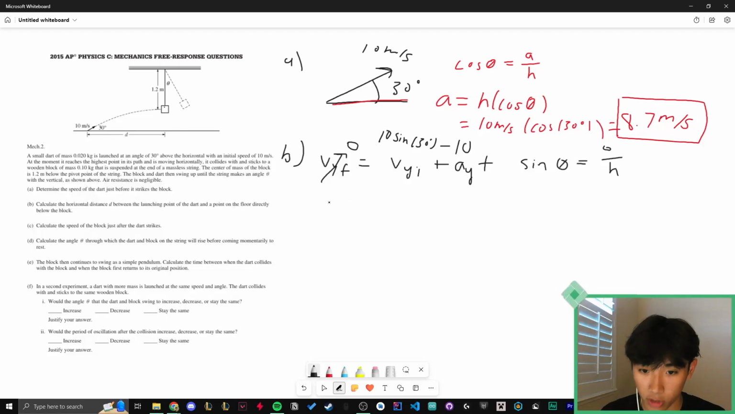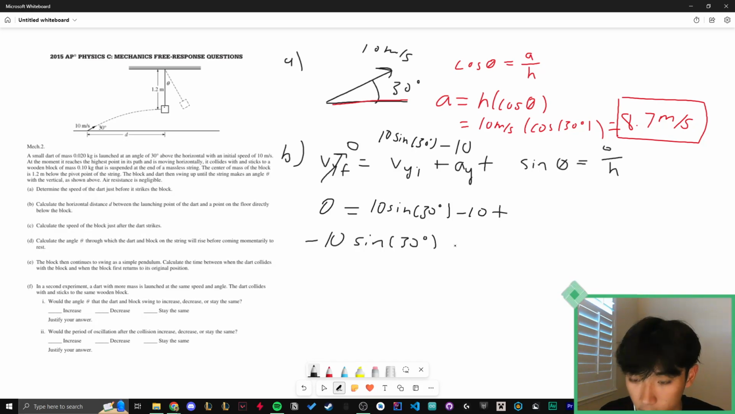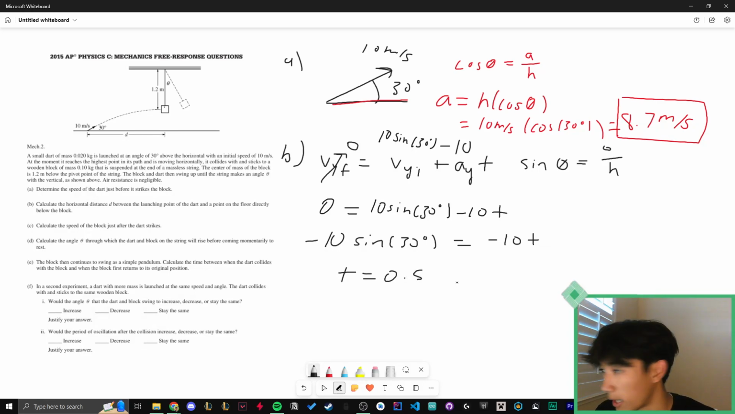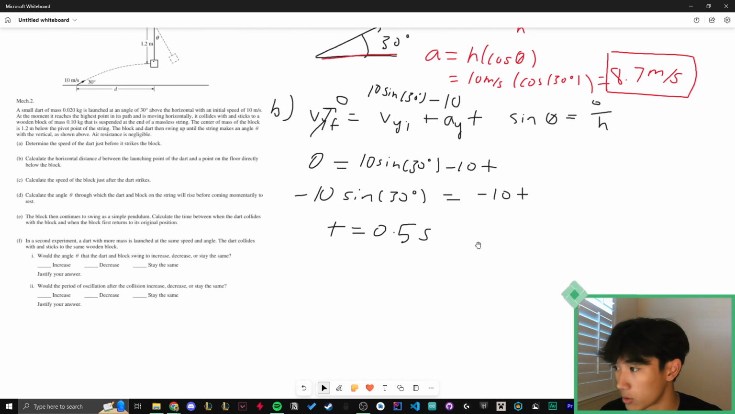So now we can start solving. Right now we have 0 equals 10 sine 30 degrees minus 10t. So let's move over our stuff and solve for t. Negative 10 sine 30 degrees equals negative 10t. And t, once you divide negative 10 over, you should get about, I believe, 0.5 seconds. That's what I have, around there. I think they would take anything around 0.5 to 0.51, so that's around it.